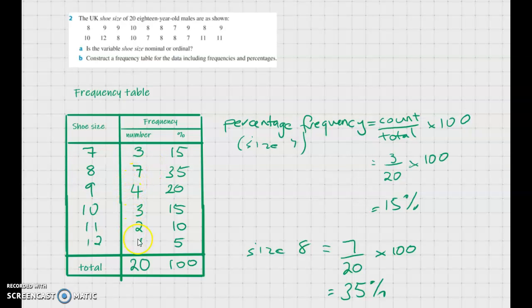You can also tell there was hardly any size 12s, only 5% of the population. Because we've reorganized the data, it's actually a lot easier to read and a lot easier to understand as opposed to just a list of raw data. That's why we make these frequency tables.